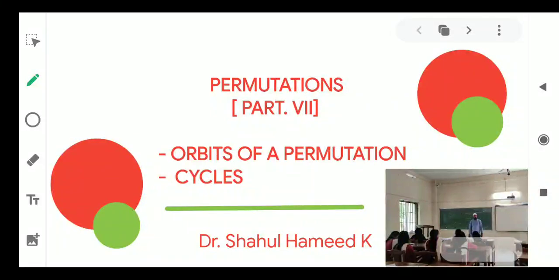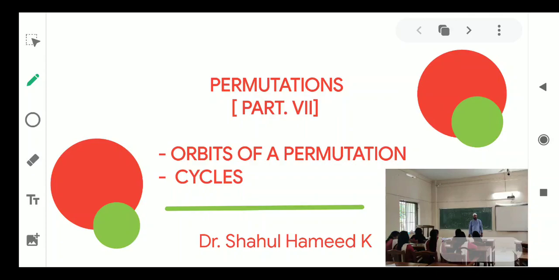In this seventh part of the video dealing with permutations, I'll be introducing two important concepts, namely orbits of a permutation, and there are special kinds of permutations called cycles. So first we'll deal with what is meant by the orbit of a permutation. Given a permutation, what do we mean by its orbits? And after that, we'll have some permutations in Sn which are named as cycles.